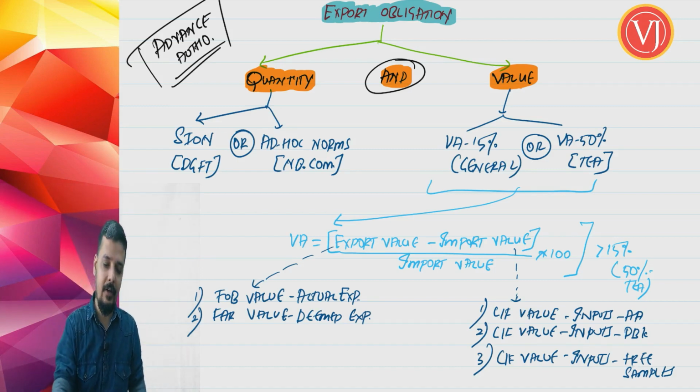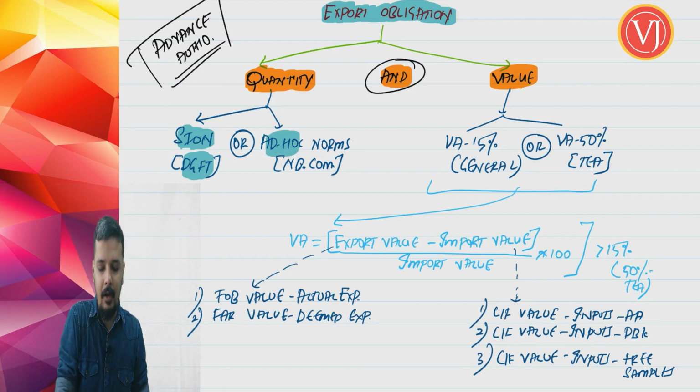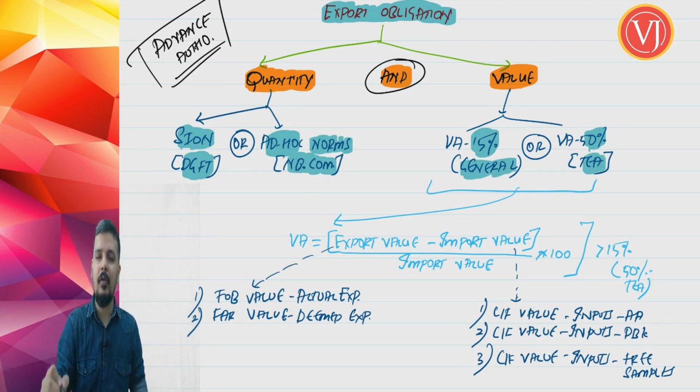So if you look at your calculation, friends, how you have to find what is the export obligation required in terms of quantity: either you go with standard input output norms given by DGFT in your ITCHS, that is Indian Trade Classification Harmonized System, or you can apply for ad hoc norms specially for your company with the norms committee. In terms of value, normally validation required is 15% generally, and if it is T sector, they require 50%. And how to calculate valuation, friends? Valuation is equal to your export value minus the import value.